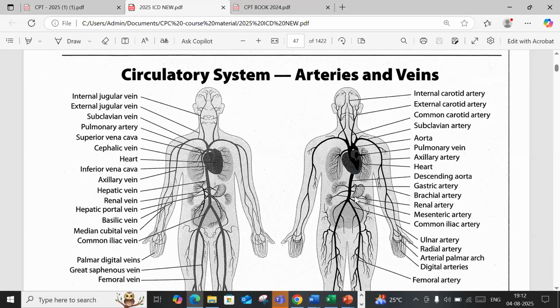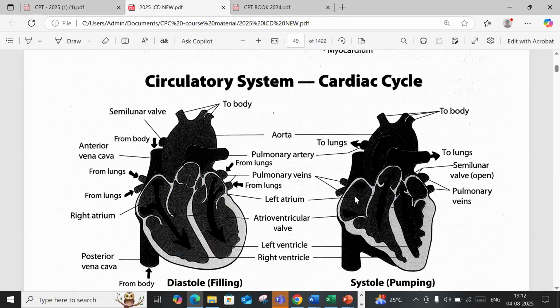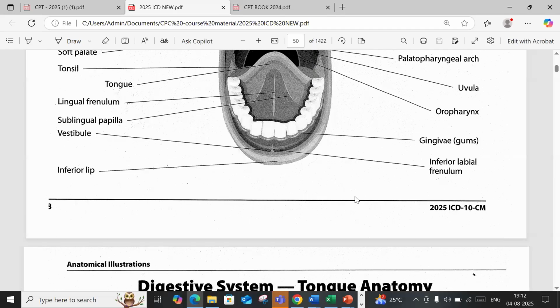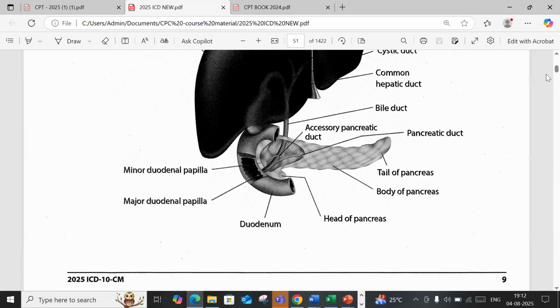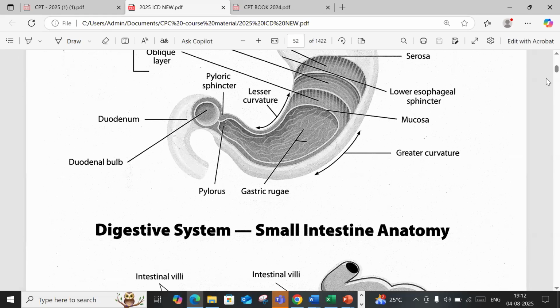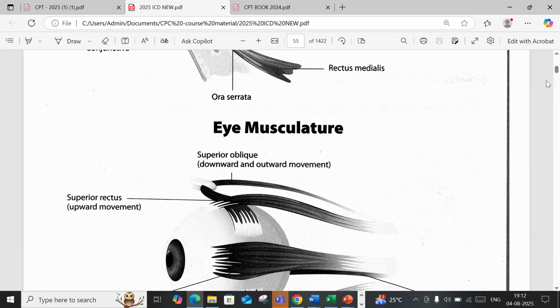So as I said, this is the open book exam, right? Not only exam, when you're working as a medical coder, there also you have to get codes from these manuals only. You have to use these manuals when you're working in industries also.